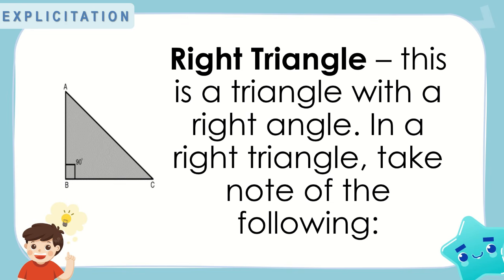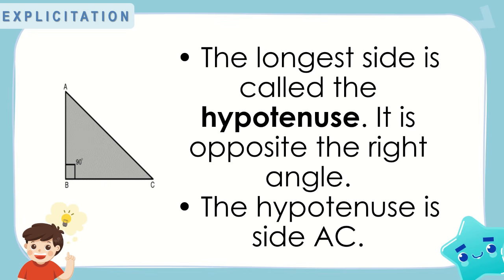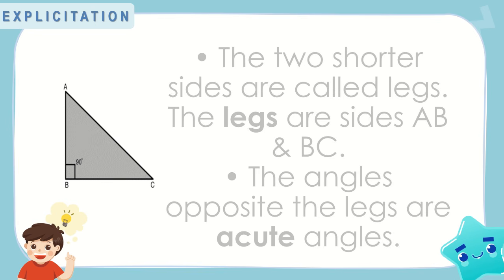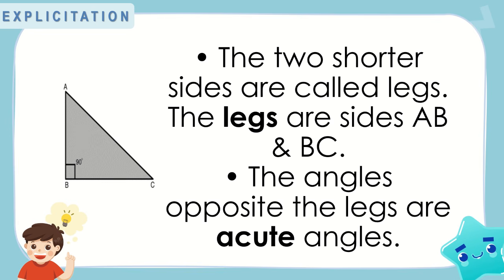Right triangle. This is a triangle with a right angle. In a right triangle, take note of the following. The longest side is called the hypotenuse. It is opposite the right angle. The hypotenuse is side AC. The two shorter sides are called legs. The legs are sides AB and BC. The angles opposite the legs are acute angles.